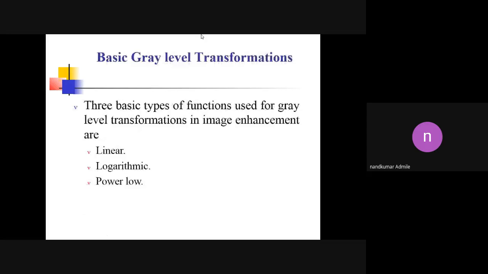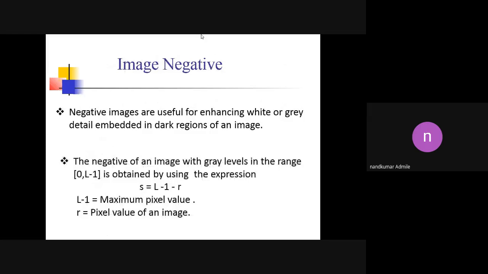Here we can study the first technique, called the image negative. Basically, what is the image negative? In image negative, we simply take the reverse action. If we consider a black and white image, it consists of only two colors, right? One is black and another is white. If we apply the image negative on such an image, then we convert the black color into white and the white color into black.